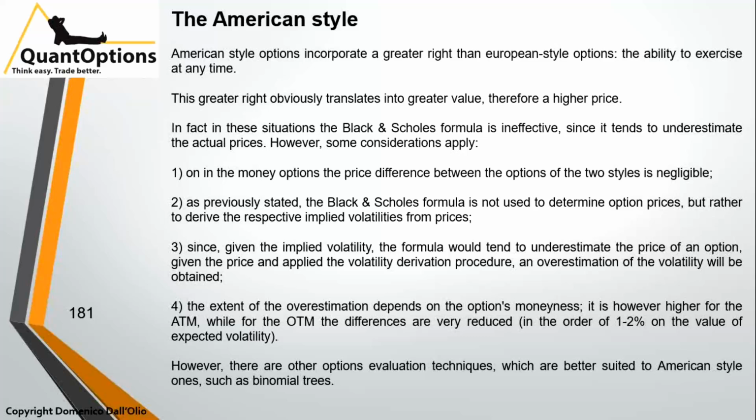2. As previously stated, the Black-Scholes formula is not used to determine option prices, but rather to derive the respective implied volatilities from prices. And 3, related to 2: since, given the implied volatility, the formula would tend to underestimate the price of an option, if given the price you apply the volatility derivation procedure, an overestimation of the volatility will be obtained. The extent of the overestimation depends on the option's moneyness. It is higher for the ATM, while for the OTM the differences are very reduced, in the order of 1–2% on the value of expected volatility.